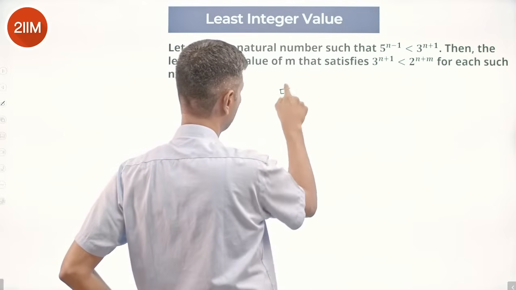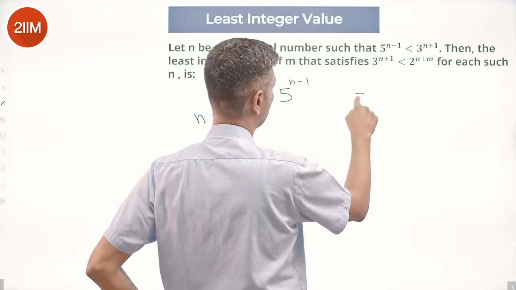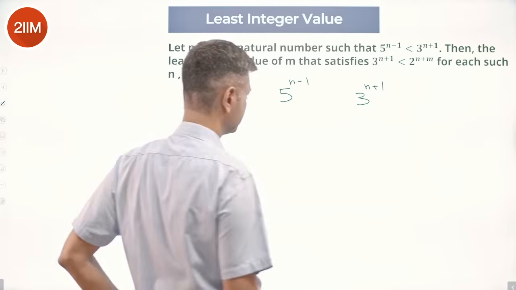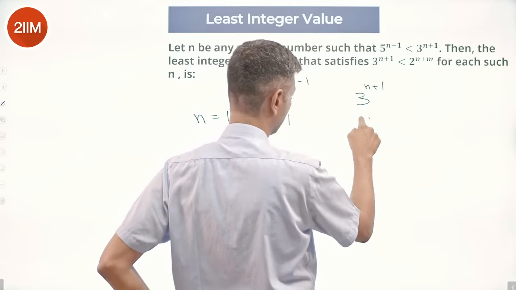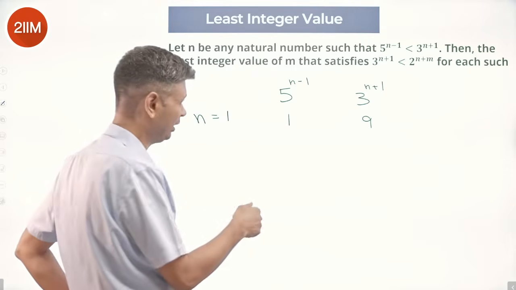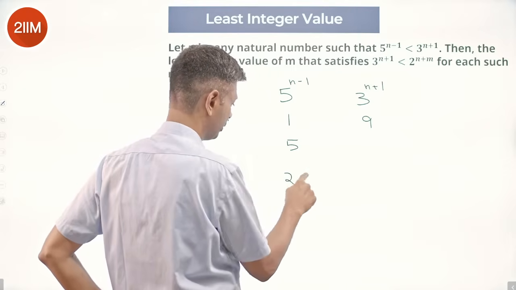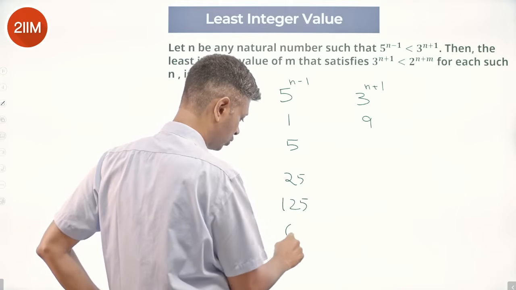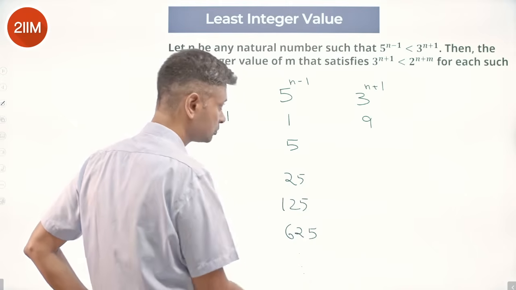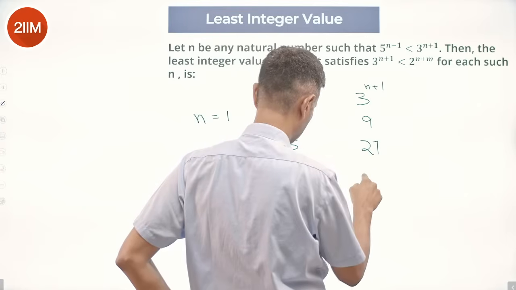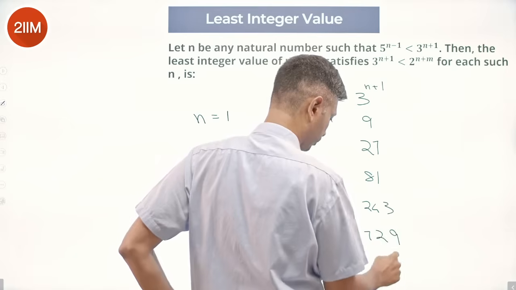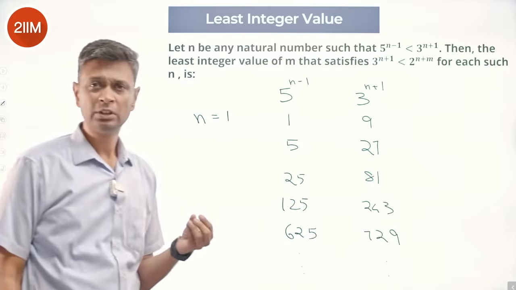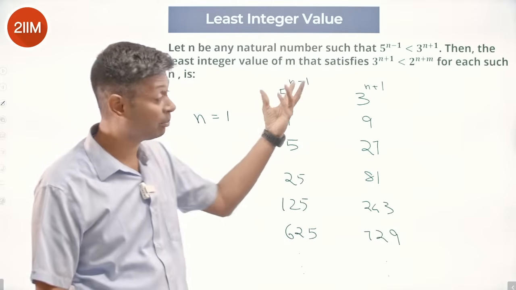I'm going to think about 5 power n minus 1. I'm going to think about 3 power n plus 1. And so 5 power 0 is 1, 3 squared is 9. I'm going to write powers of 5: 1, 5, 25, 125, 625 and so on. And powers of 3: 9, 27, 81, 243, 729 and so on. 5 power n minus 1, 3 power n plus 1.